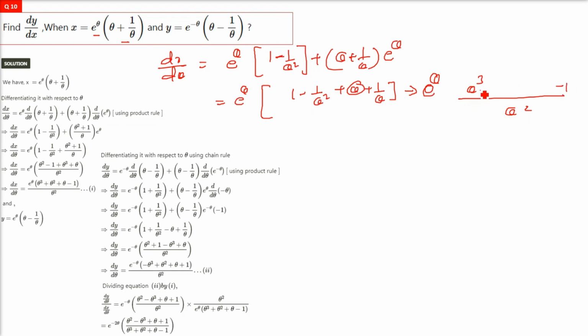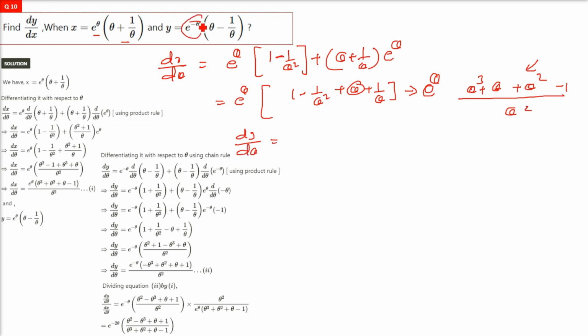You know how to find the solution with respect to the LCM. So this will come as theta square minus 1 plus theta cube plus theta actually, and I would encourage you to write it in descending order. So theta cube plus theta square plus theta minus 1 you can write.